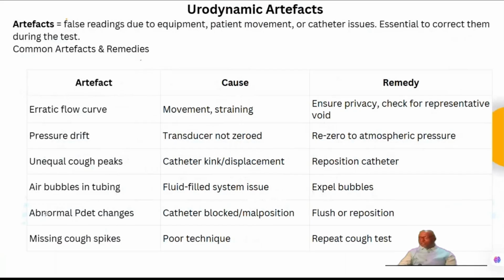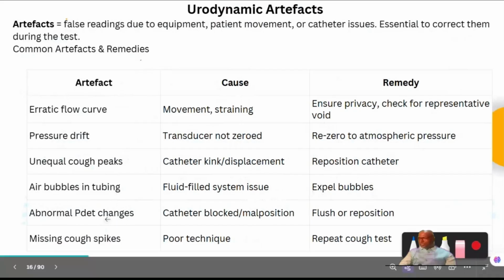Okay. There can be abnormal P detrusor changes. They may be because of a catheter which is blocked or malpositioned, so we have to flush the catheter. There may be missing cough spikes. It may be because of poor technique, so you have to repeat the cough test.